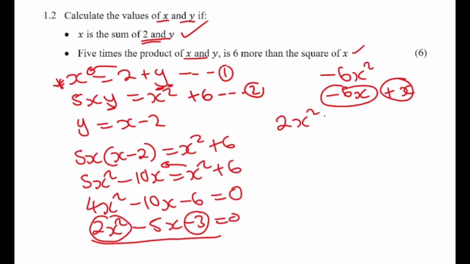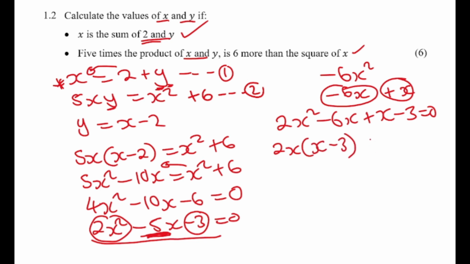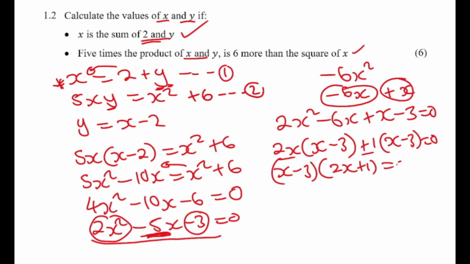Okay, so we can replace negative 5x with these two. So it becomes 2x squared, then minus 6x, then plus x minus 3 is equal to 0. We're just replacing this with these two, negative 6x plus x. Then factorize by grouping in pairs, 2x outside, then x minus 3, and then factor out positive 1, so that we have a common bracket, and then get x minus 3, like that. And then we have x minus 3, and then 2x plus 1, like that, is equal to 0, meaning that x is equal to 3 or x is equal to negative 1 over 2.